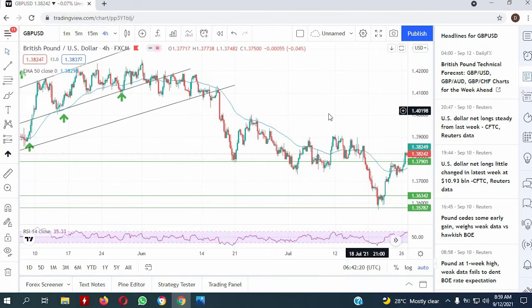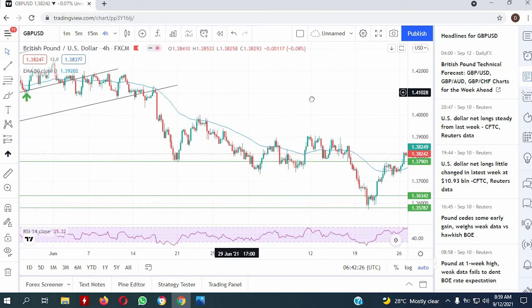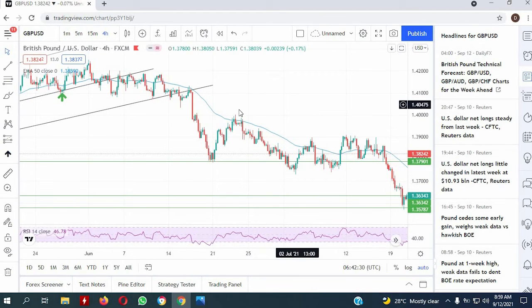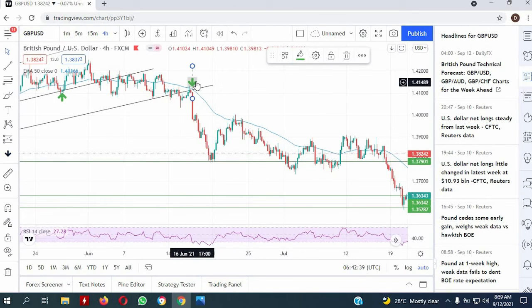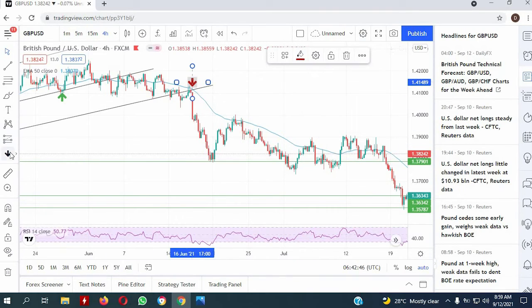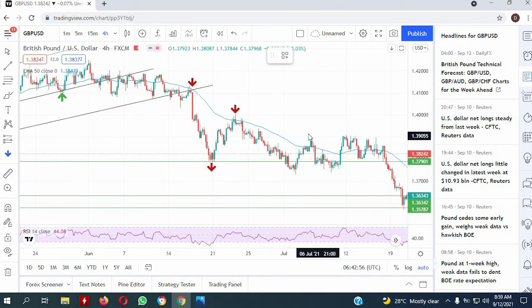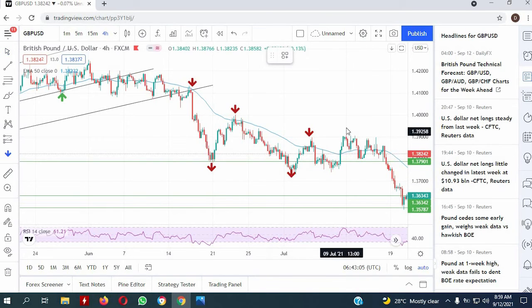As stated before, we come to this area right here, and we can identify a lower high, red, lower high, lower low, lower high, lower low. So we confirm a sell trade going on.